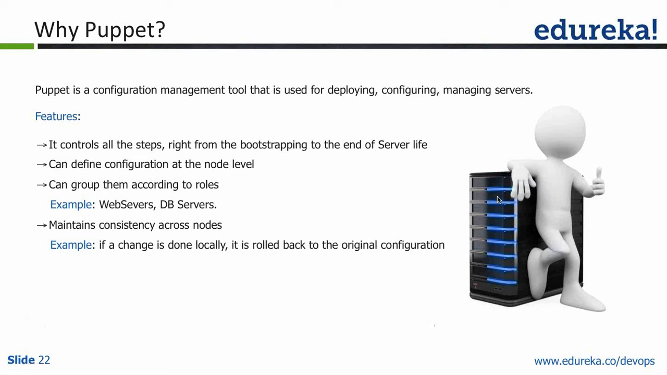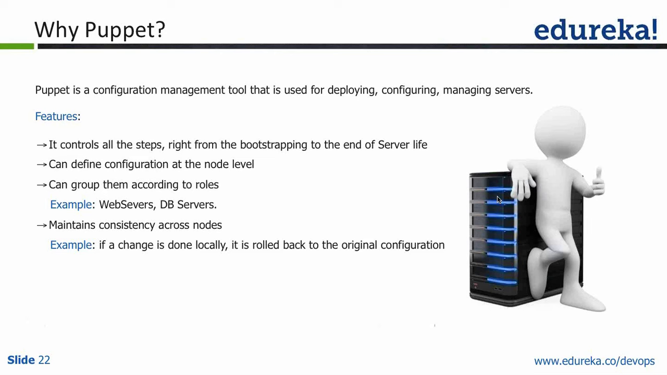You can define the configuration at the node level, in the sense of what kind of role each particular node is going to play. You can define that config at the master server level. We will talk about what is master and what is node, but you can define that. You can group your nodes together for different roles. For example, you can have setup servers playing the role of web server.